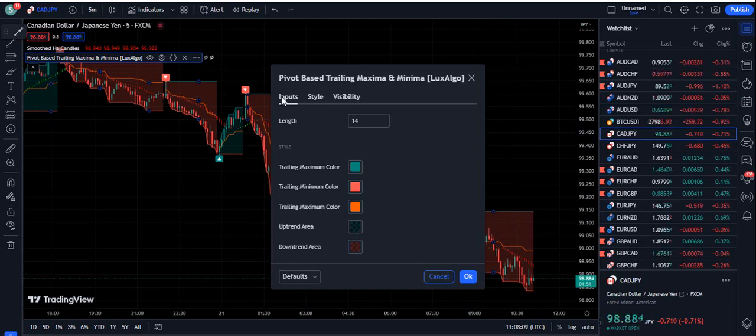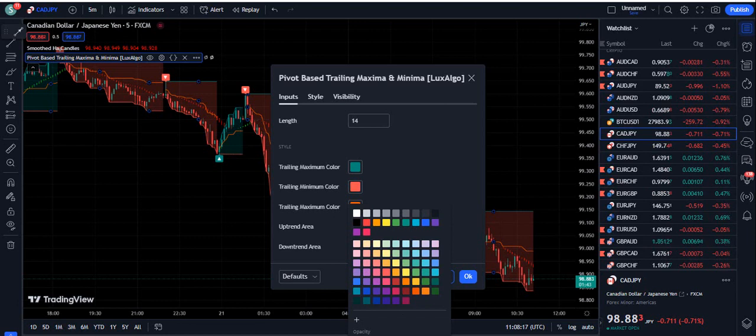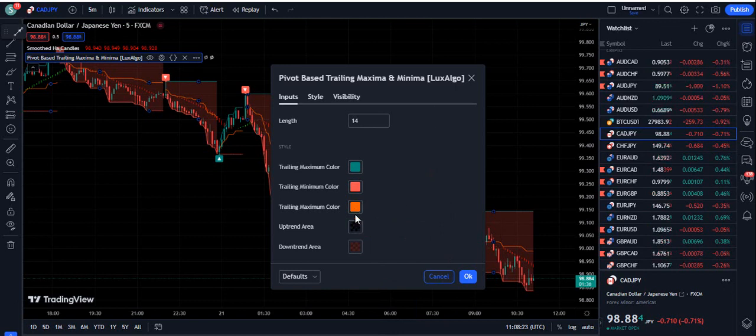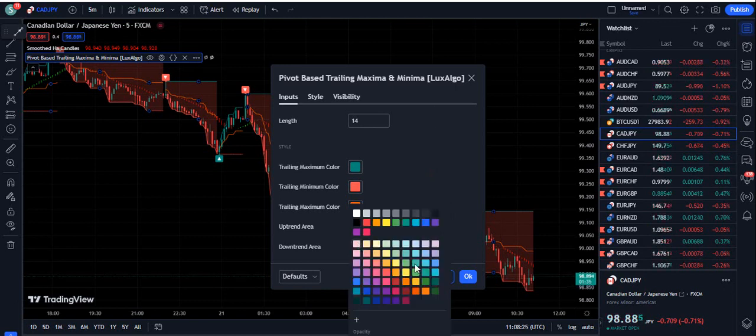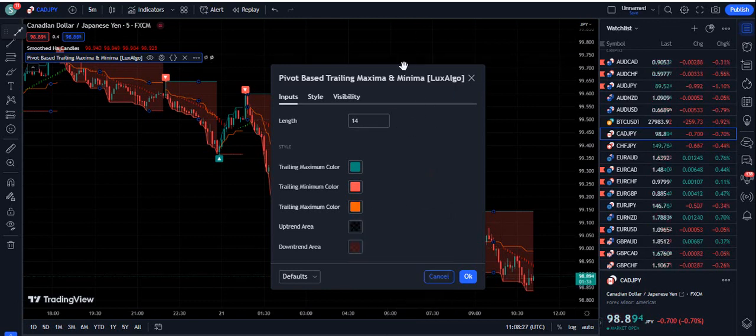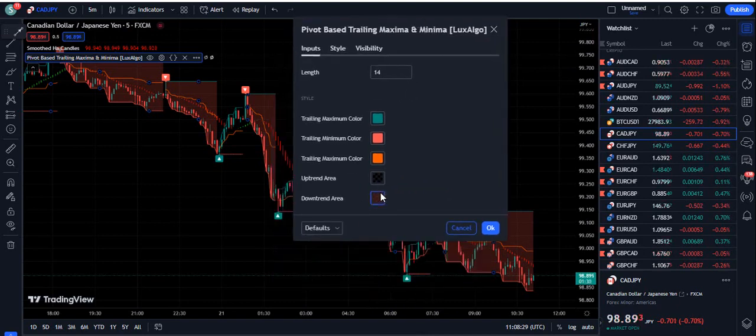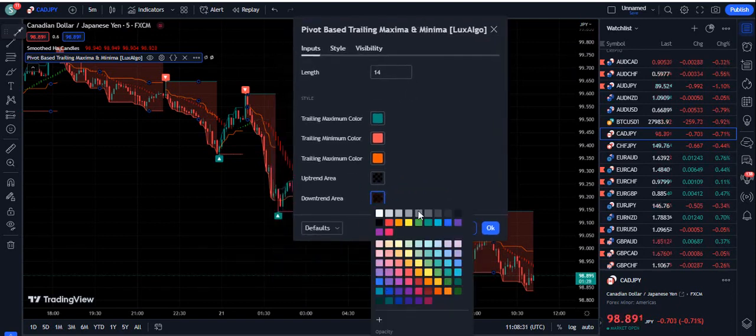Okay, so first of all, inside the inputs area, you can see that we basically want to clear our chart. So this is the uptrend area. For the uptrend area, I'm going to set the opacity to 0. Okay, so I have set the opacity to 0. And for the downtrend area, guys, similarly I will do the same thing, that I will change the opacity level to 0.